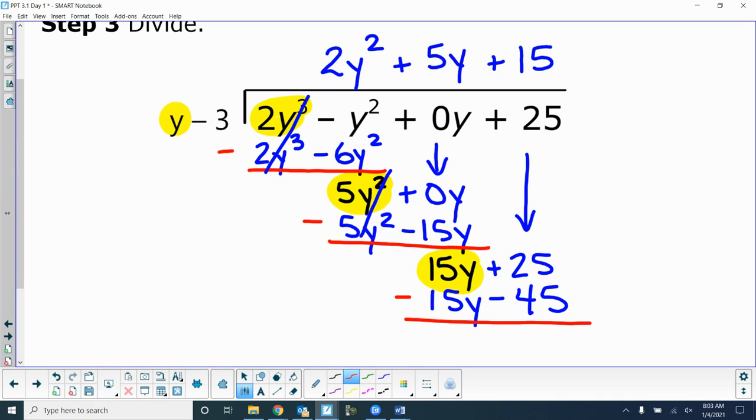Okay. The 15y's cancel. That's what should happen. And then my remainder is 25 minus a negative 45, which is 25 plus 45, which would be 70. So I'd put at the end, plus, since it was positive 70, and then over the y minus 3. Questions? Guys, remember this from last year, hopefully.